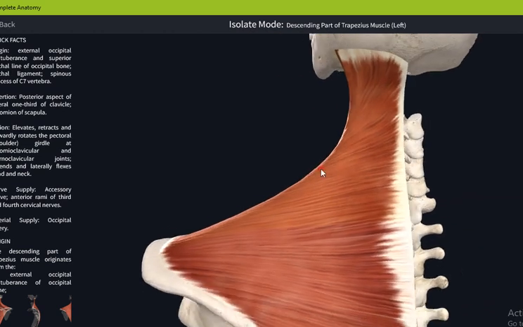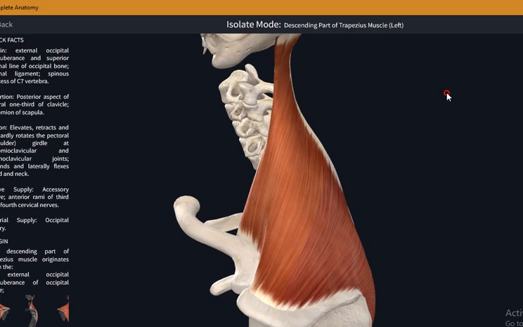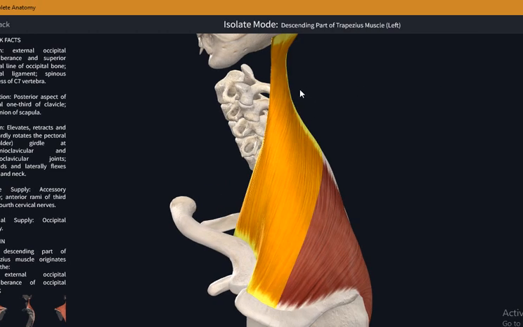We see that the trapezius muscle originates from the external occipital protuberance here with the superior nuchal line, and then it inserts from C5 to this portion. So the superior part of the trapezius is going to insert at this portion, and also on the spine of the scapula here, and also part of the clavicle here.